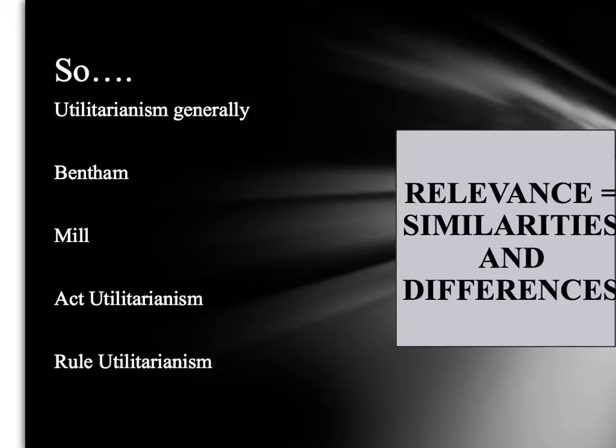The way I see it, relevance is about the similarities and differences between different aspects of what we've learnt about utilitarianism, and being able to see the similarities and differences and what is relevant to a particular aspect of utilitarianism will help you to plan for that relevance. So the things that we've covered are the general principles of utilitarianism. We've looked at Bentham, we've looked at Mill, we've looked at act utilitarianism and rule utilitarianism.